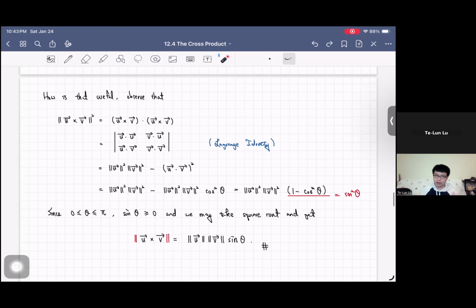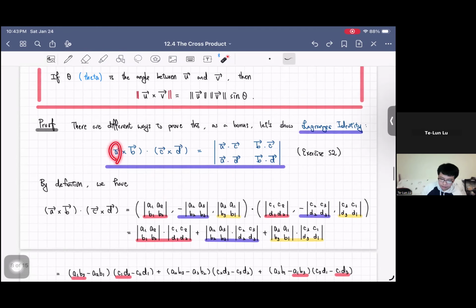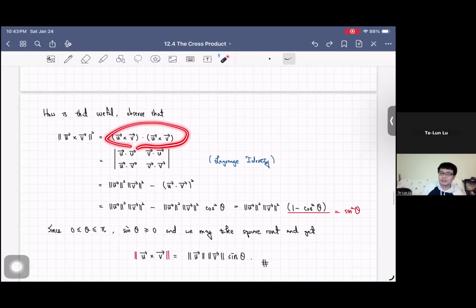So why is the formula above, the Lagrange identity, quite useful? If we pick A and C to be u, B and D to be v, we have u cross v dot u cross v, which is the square of the magnitude of u cross v by some proposition in our dot product slide, right? But we have this formula by the Lagrange identity, that is u dot u, v dot u, u dot v, and v dot v, taken determinant. To be precise, that is this guy times this guy, subtract this guy times this guy.